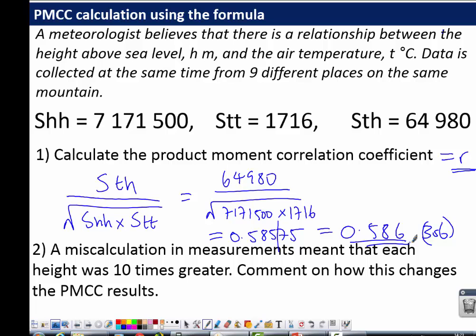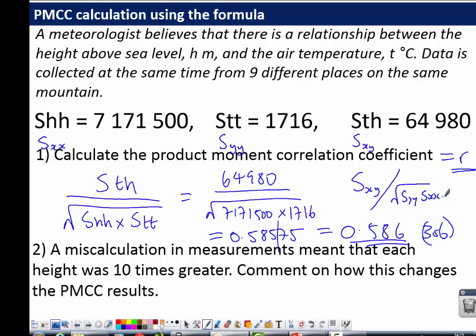You'll have X and Y's, or they could be anything. They could be using any letter depending on what the question is. Always remember the normal form of this formula will be Sxy over the square root of Syy Sxx.